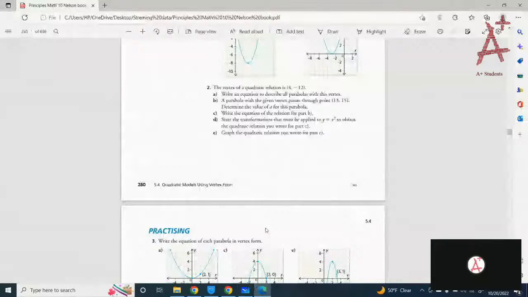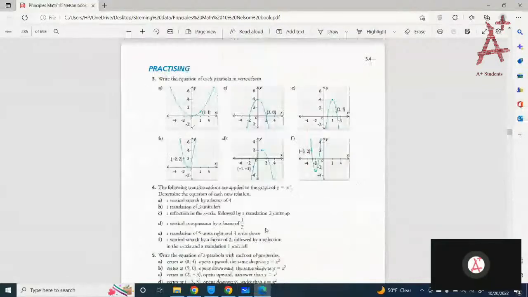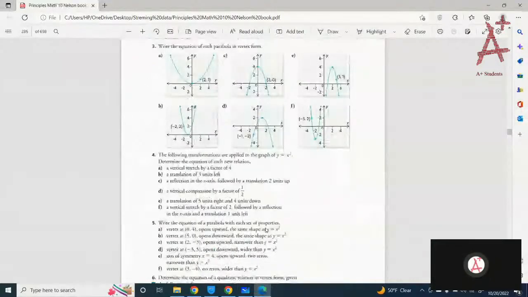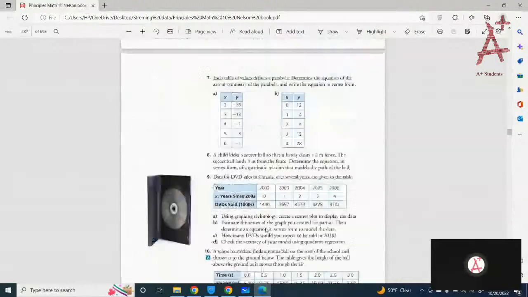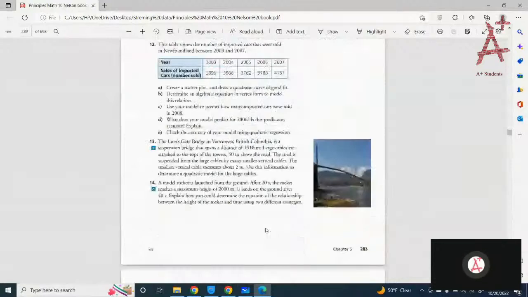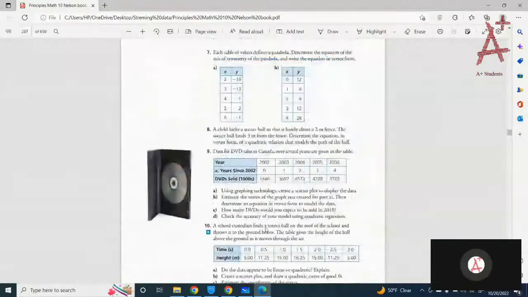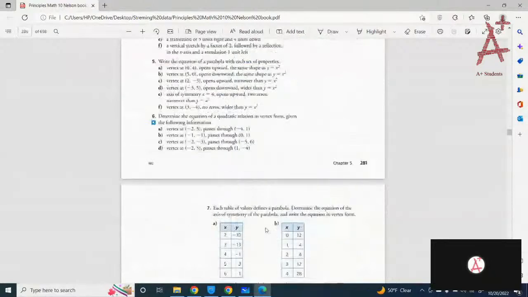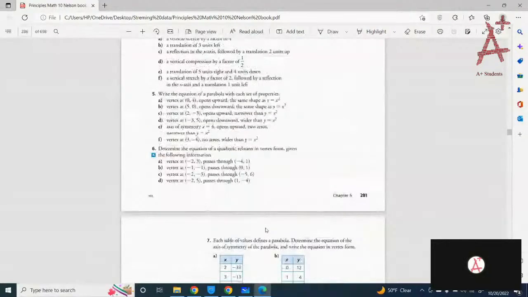Okay, then write the equations of the parabola. You are given the parabola, you have to write the equation of the parabola. And you have a lot of practice questions. You can do practice questions by yourself. Let's do one of the questions, question number 6. Determine the equation of the quadratic relation in the form given the following information. Okay, you are given the vertex and a point. You have to find the equation. Got it? Question number 6.